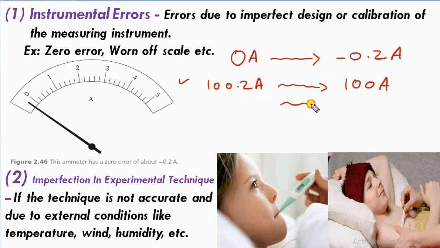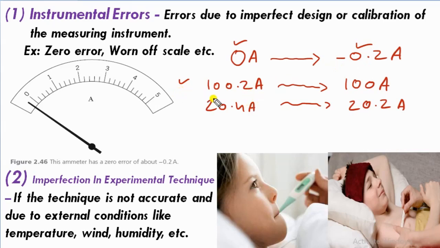When this ammeter is showing a value of 20.2 ampere, the true value must be what? The true value must be 20.4 ampere. Why? Because we know that when the true value of the current was 0 ampere, the ammeter was showing a value of minus 0.2 ampere. That is, it is showing 0.2 ampere less than the true value of the current being measured each time we measure a current using this instrument.